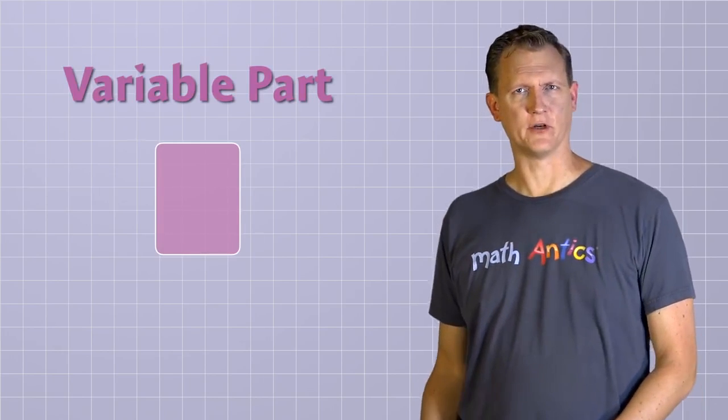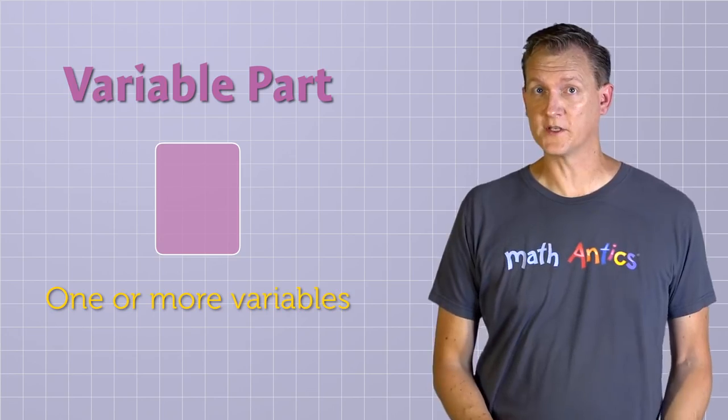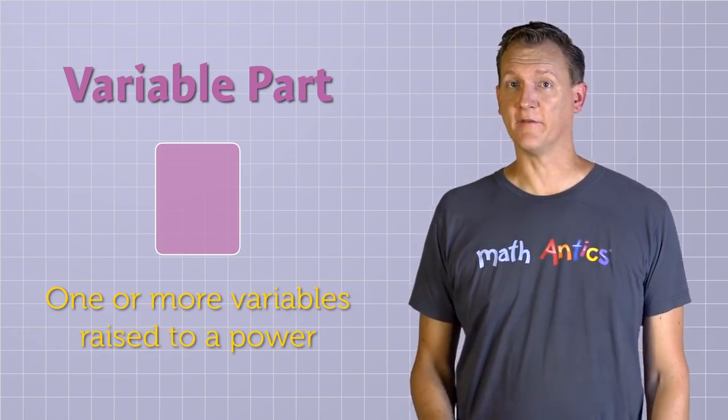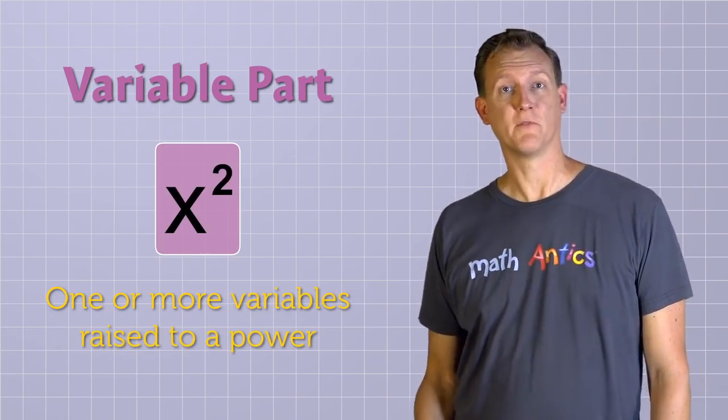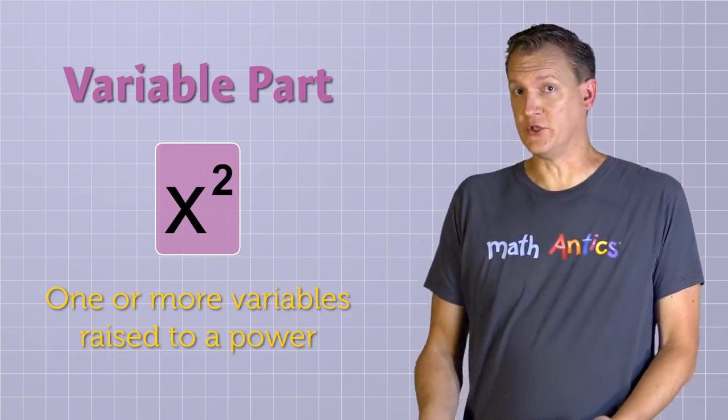The variable part of a term is a little more complicated. It can be made up of one or more variables that are raised to a power. Like the variable part could be x squared. That's a variable raised to a power. Or the variable part could be just y.